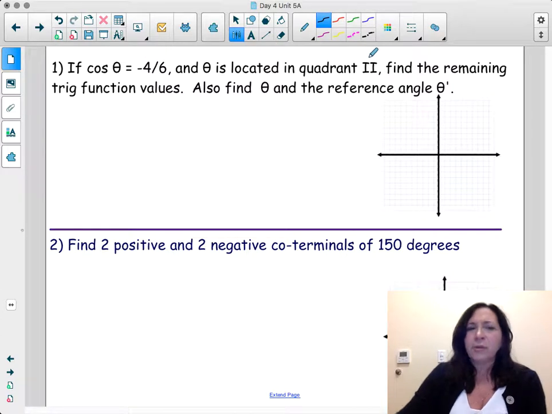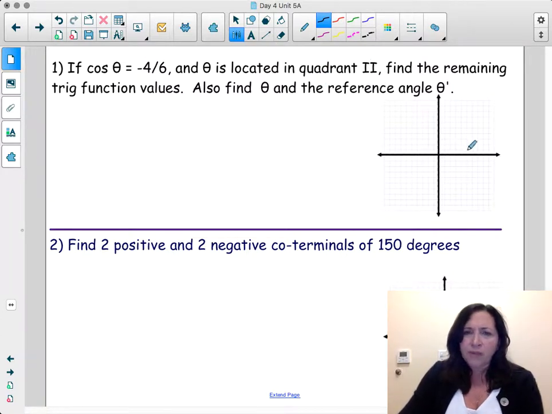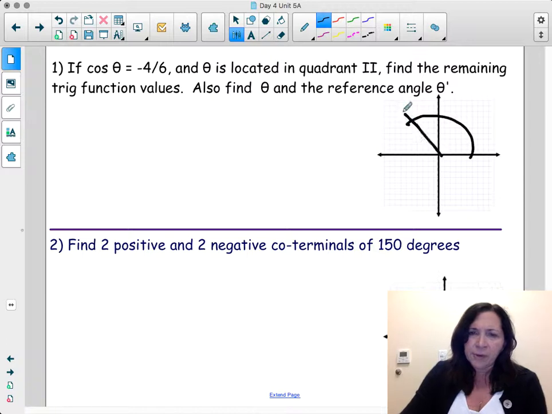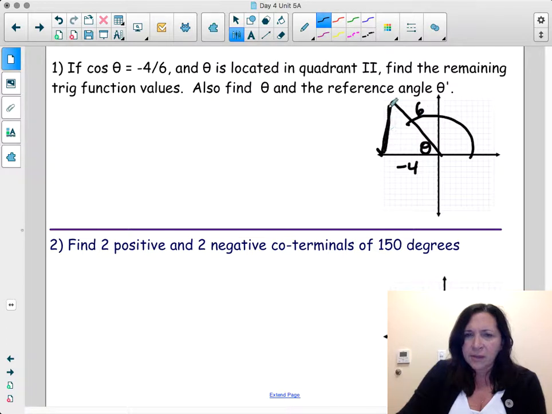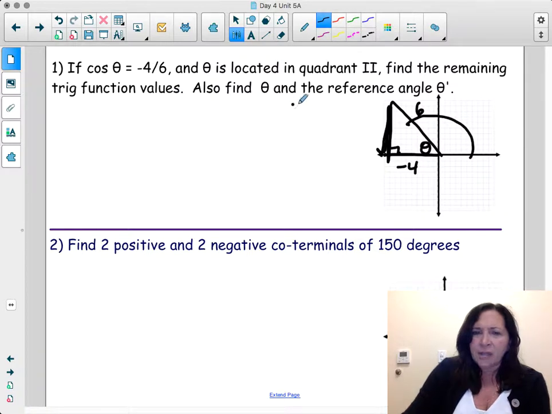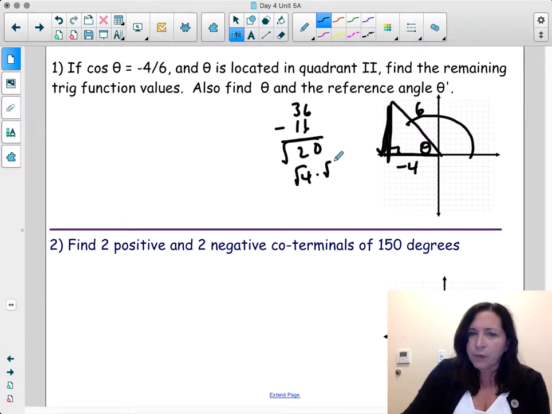And then very similar problems. It says you're in quadrant 2, so you put yourself in quadrant 2 right there. And it says cosine of theta is negative 4 over 6, so here's theta. Cosine is adjacent over hypotenuse, and this is perpendicular, okay, right triangle. To find x, you use Pythagorean theorem. And again, you got to find the remaining side, so you just go 36 minus 16, and that's 20. This is going to be the square root of 20, but keep in mind, that's root 4 times root 5, so that's 2 root 5.